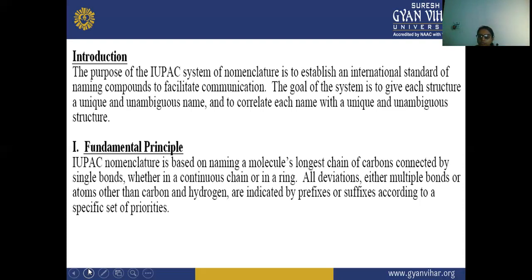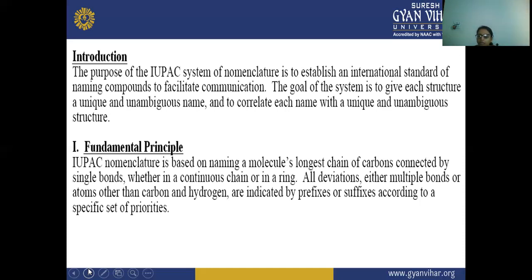So next is your fundamental principle. In the fundamental principle, the IUPAC nomenclature is based on naming a molecule by the longest chain of carbon that is connected by a single bond, whether in a continuous chain or in a ring.